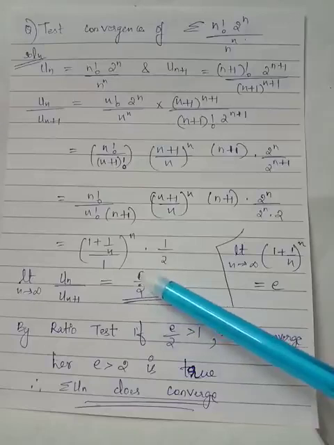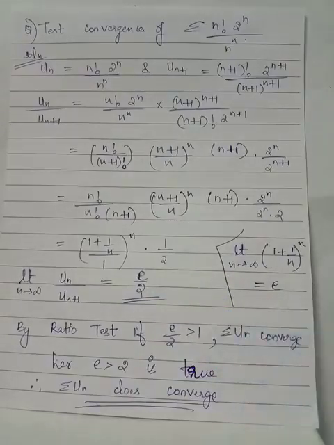When e by 2 is greater than 1, as per the ratio test the given series is convergent, and it does satisfy the condition that e by 2 is greater than 1 because the value of e is greater than 2. Since the limiting value satisfies the condition, the limiting value is greater than 1, therefore the given series is convergent.